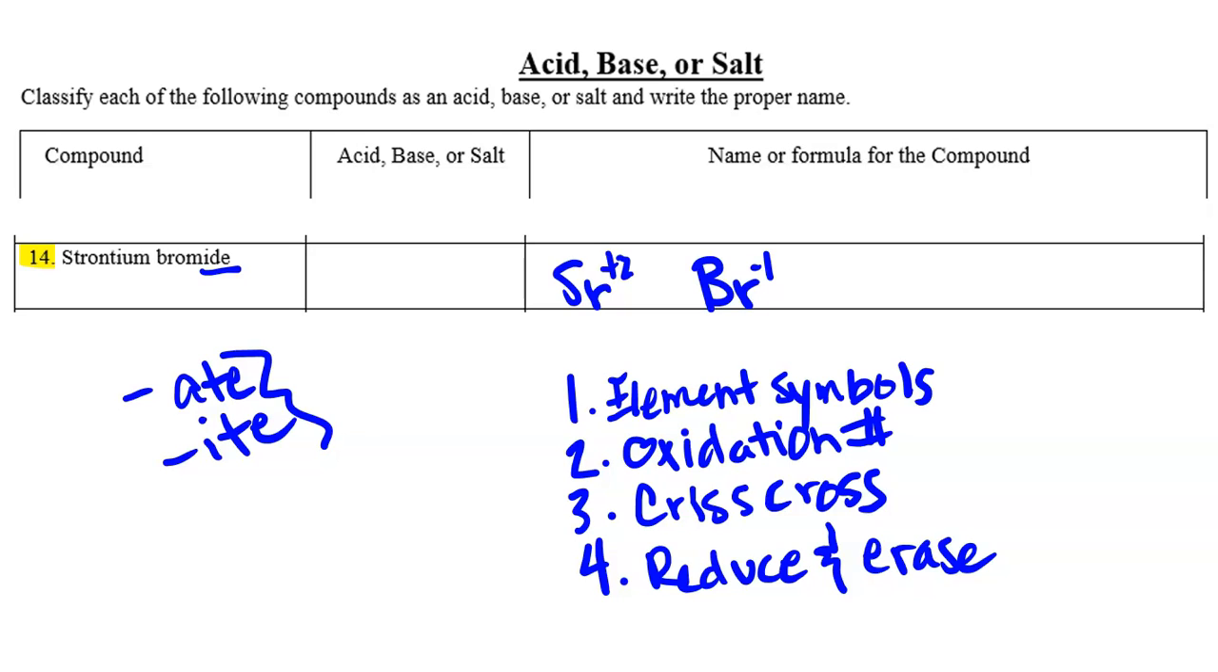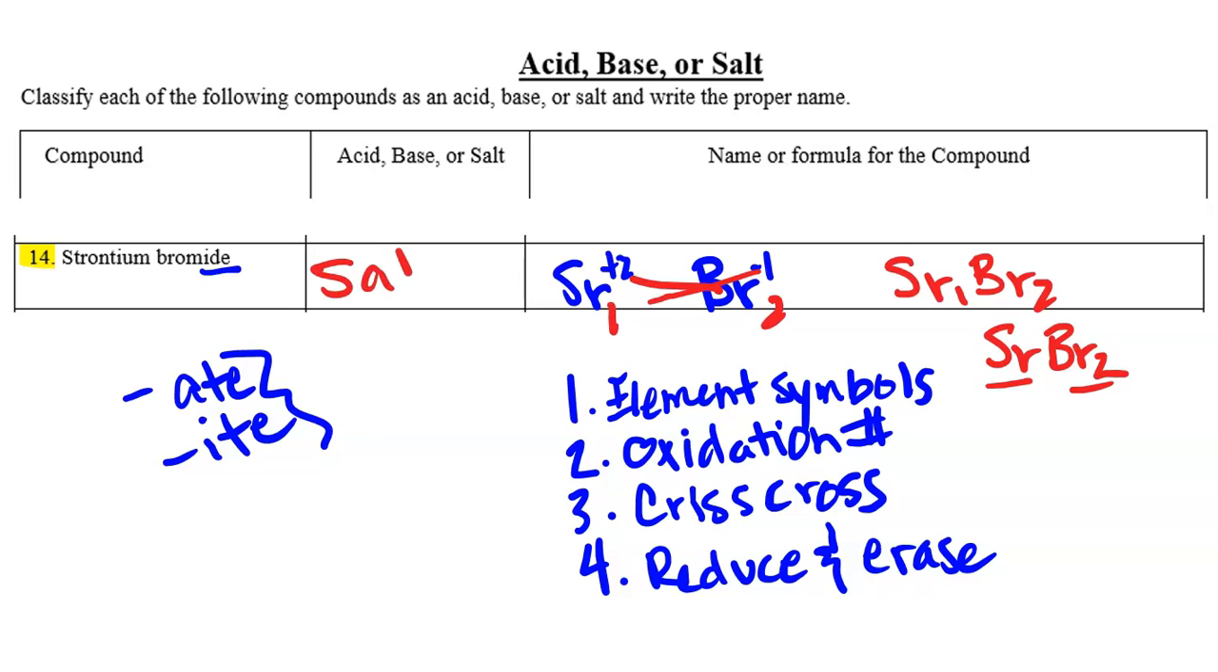Okay, and then my next part is to crisscross. So I'm going to take that 2 down here, take that 1 down here, and then write my final formula. It's going to be Sr1Br2, and I don't need to write the 1, so it's just going to be SrBr2. And then looking at it, neither one of these are hydrogen or oxygen, so this is just a salt, your regular ionic compound.